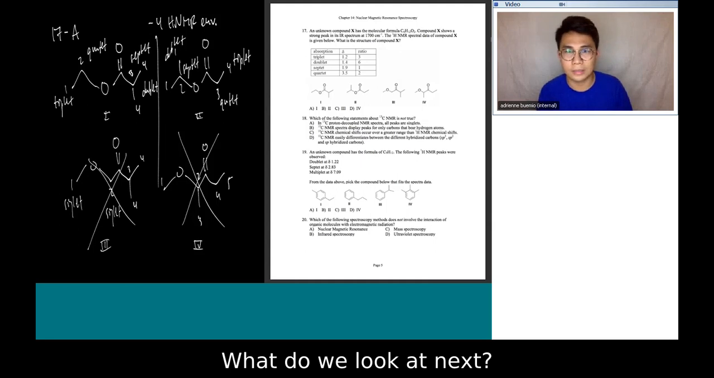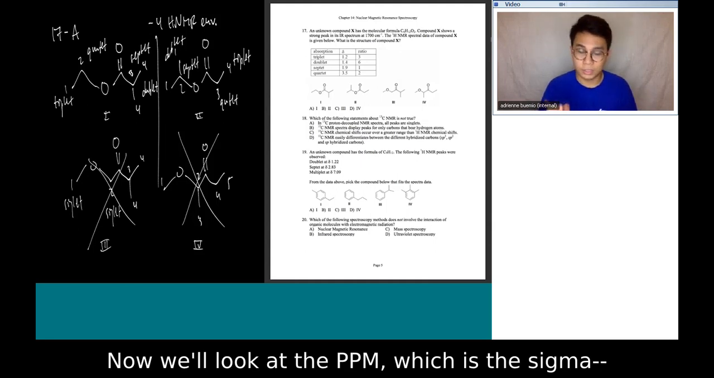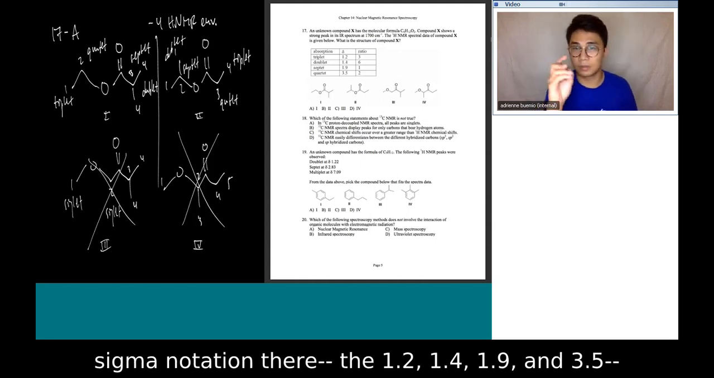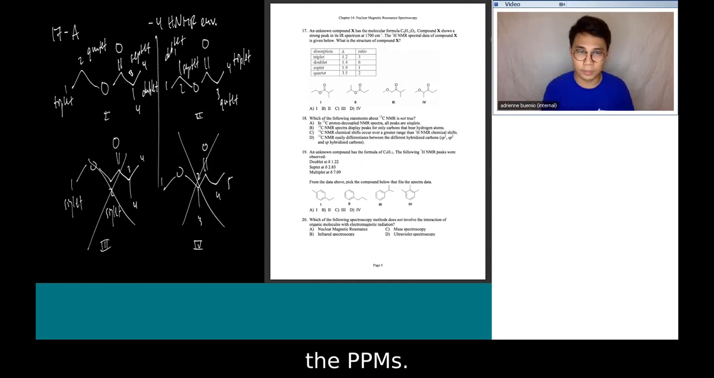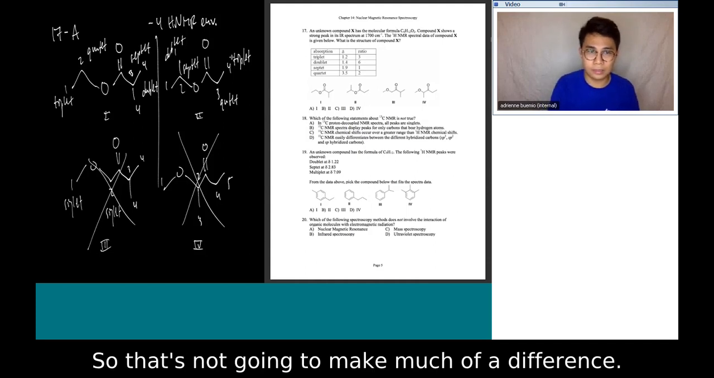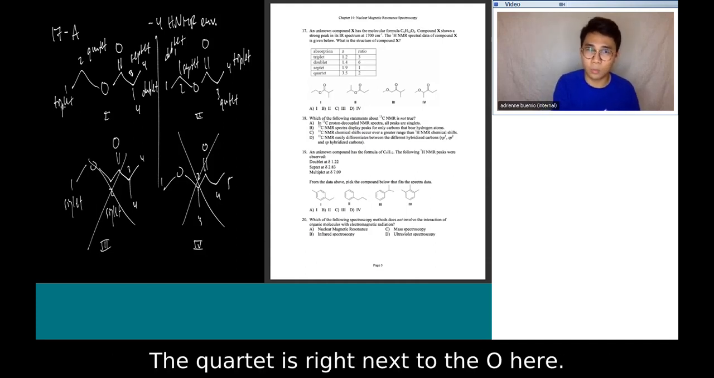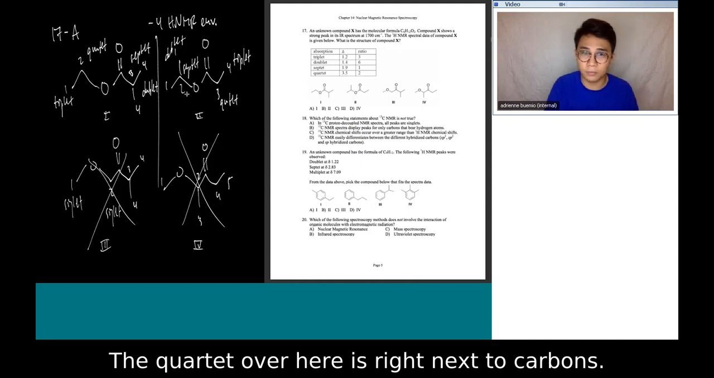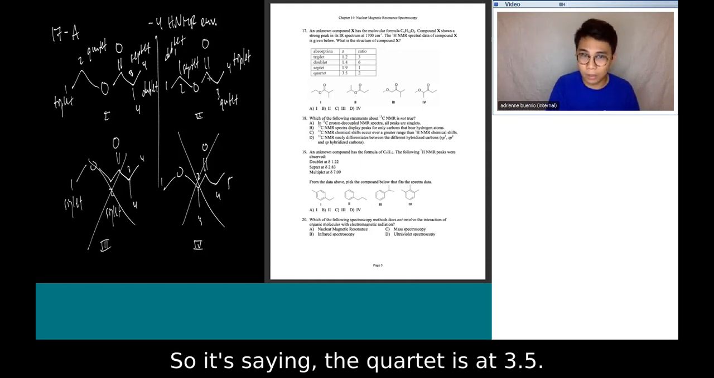What do we look at next? Now we look at the ppm, which is the sigma notation there. The 1.2, 1.4, 1.9, 3.5, the ppms, right? So let's see here. The triplets are kind of in the same place, right? Triplet over here, triplets at the end, so that's not gonna make much of a difference. The quartet is right next to the O here. The quartet over here is right next to carbons. So it's saying the quartet is at 3.5.